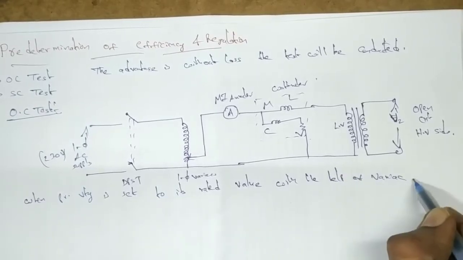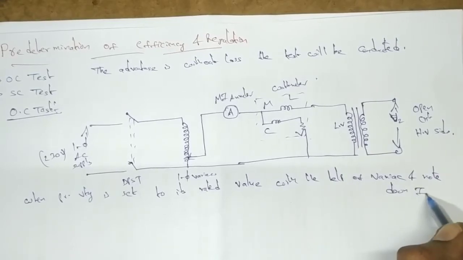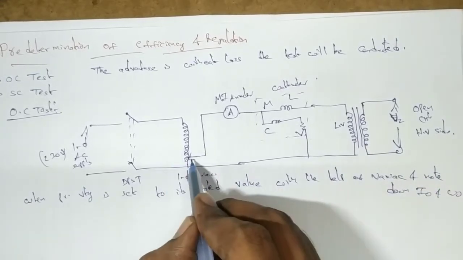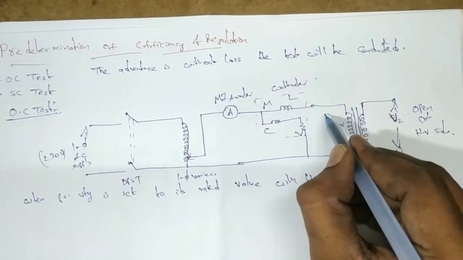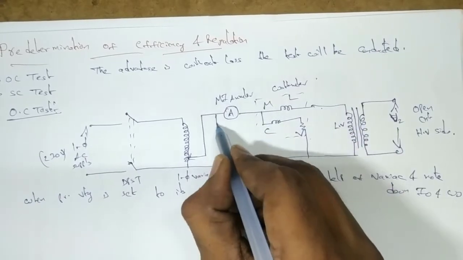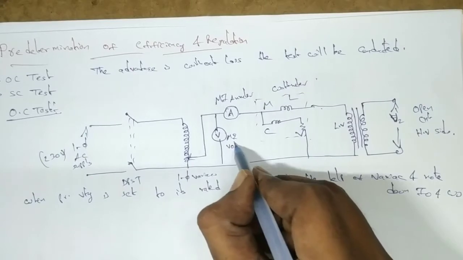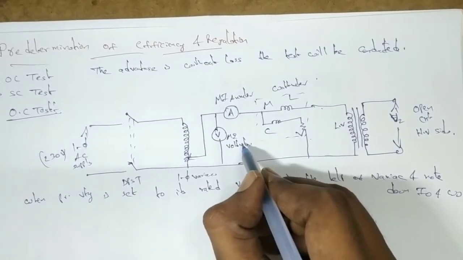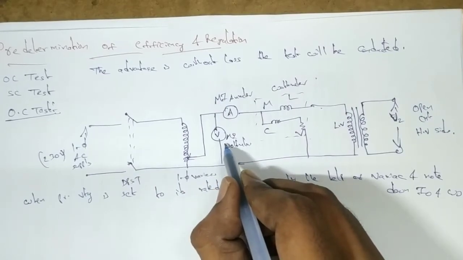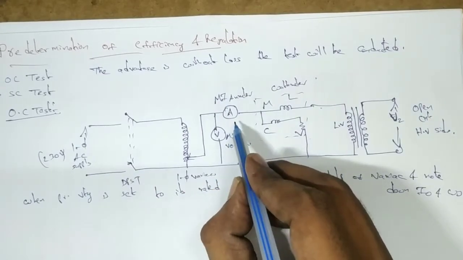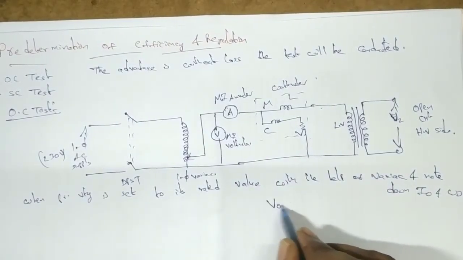I0 means the no load current, because the transformer is open circuited, which is known as the no load condition. The ammeter will give the I0 value and the wattmeter will give the W0 value. So during the OC test, the values we obtain are V0, I0 and W0, where V0 is the rated value, I0 is the current at rated voltage, and W0 is the wattmeter reading at rated voltage.